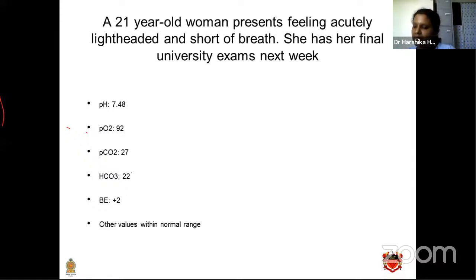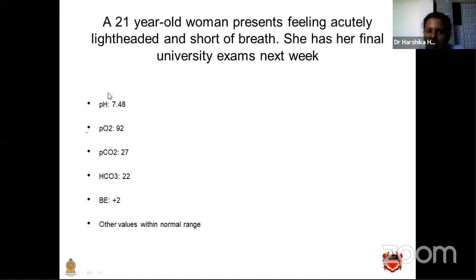It says a 21-year-old woman presents feeling acutely lightheaded and short of breath. She has her final university exams next week. They have performed the blood gas. From the steps that you learned, look at the pH first. The pH is 7.48, which is an alkalosis because the pH is more than 7.45. Then you need to look at your PCO2 or the bicarbonate.